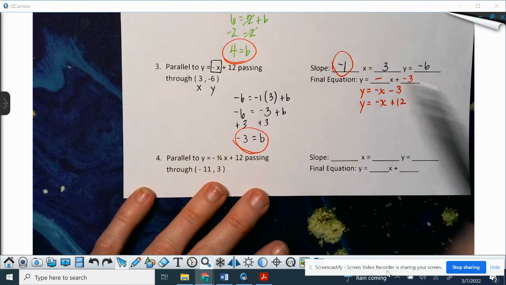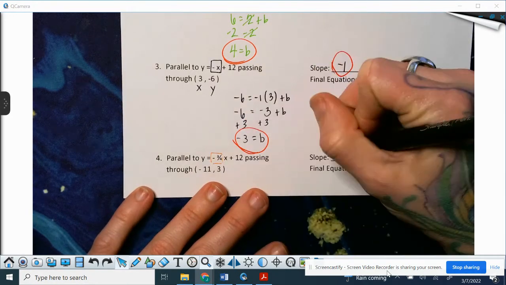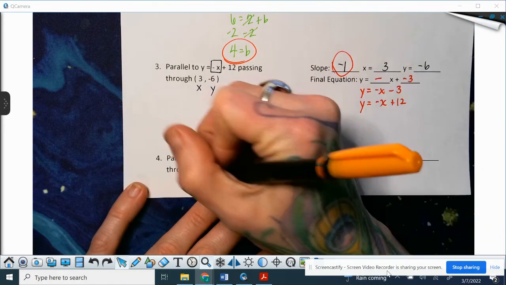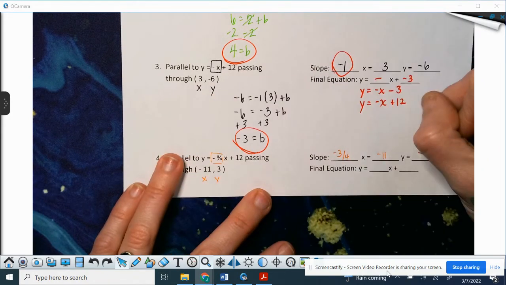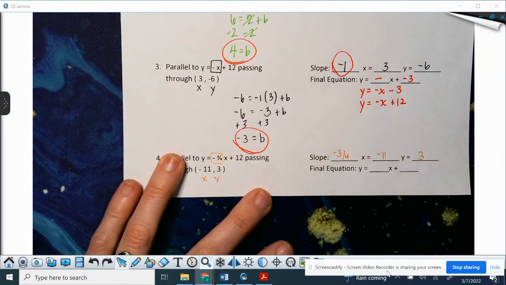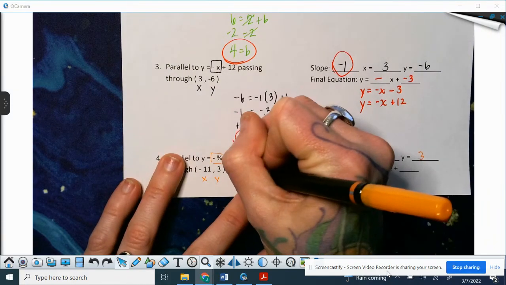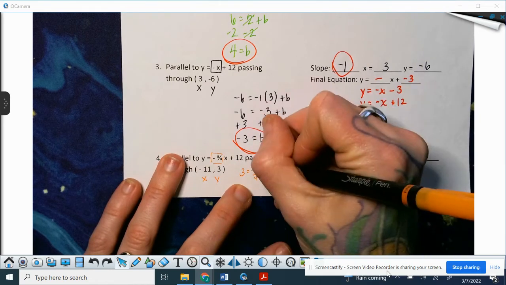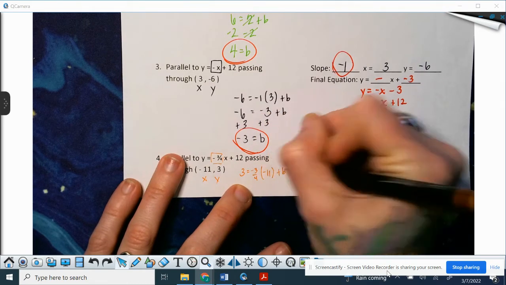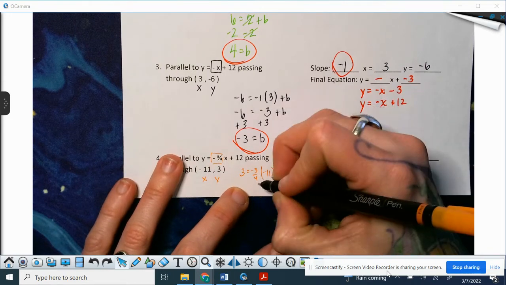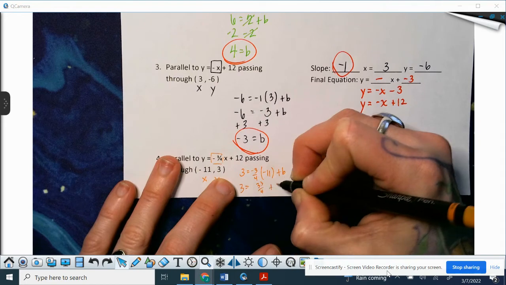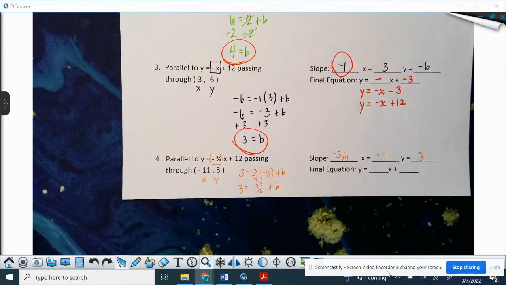So our slope is going to be negative 3/4. X is going to be a negative 11, because that's x, and that's my y, and y is going to be 3. So we're going to plug this in. So y, which is 3, equals negative 3 over 4 times a negative 11 plus b. Negative 3 times negative 11 is going to be 33 over 4. 3 equals that plus b.